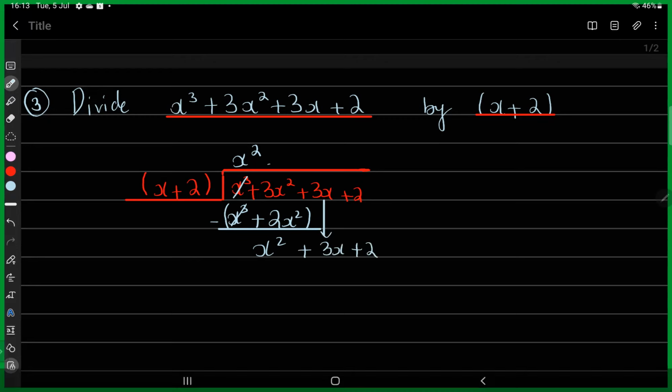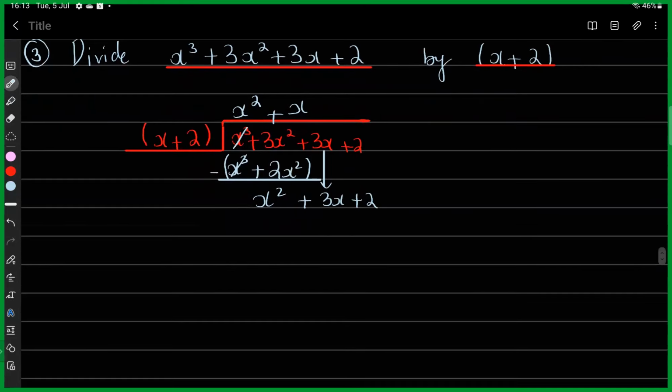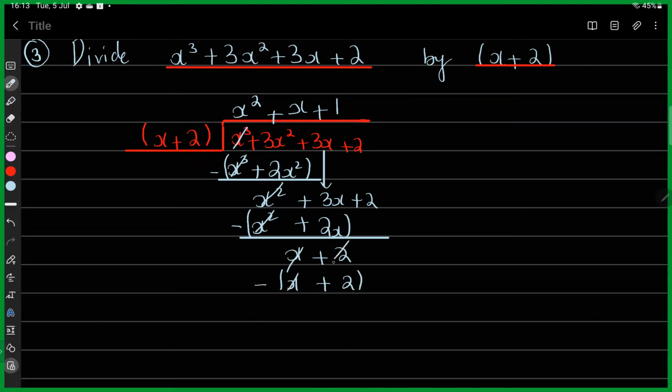Now I need positive x, and this is going to be x squared plus 2x. Again, I need to find the difference. These two would be cancelled and I would be left with x plus 2. And lastly, I just need 1 and I would get the entire thing here. It would be x plus 2. And now when I find the difference, this would be cancelled and these two would be cancelled. And the remainder is going to be 0.